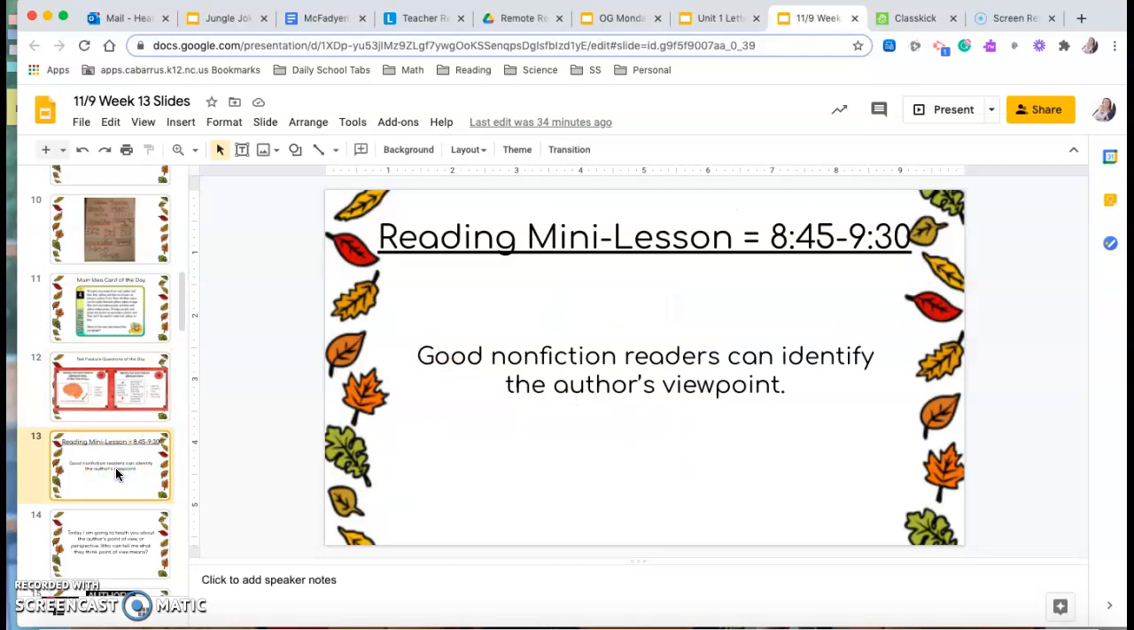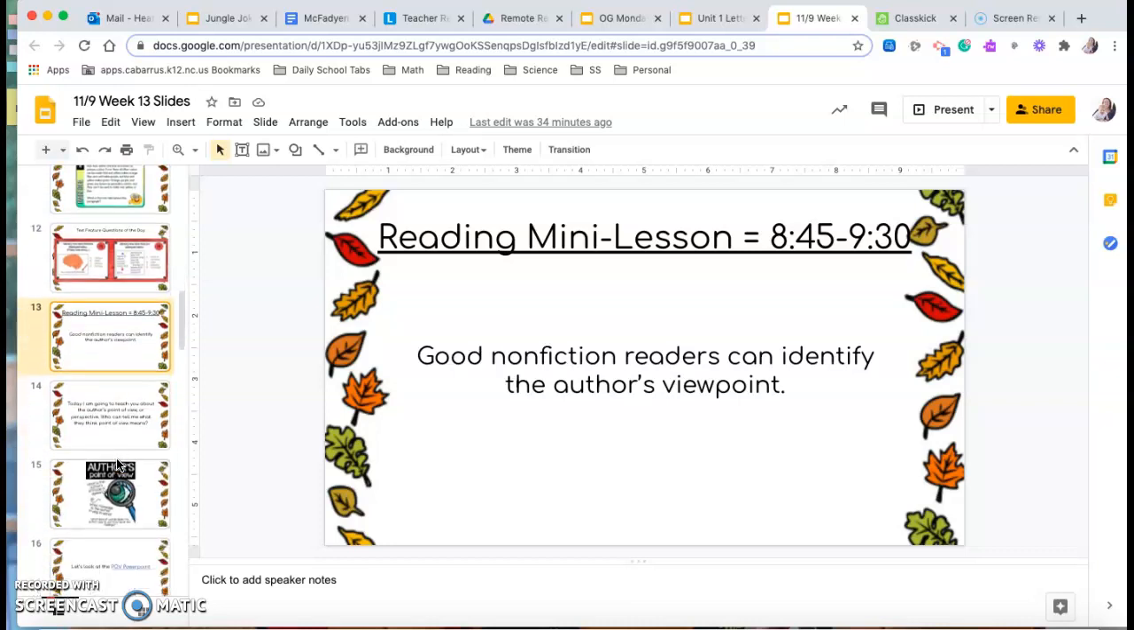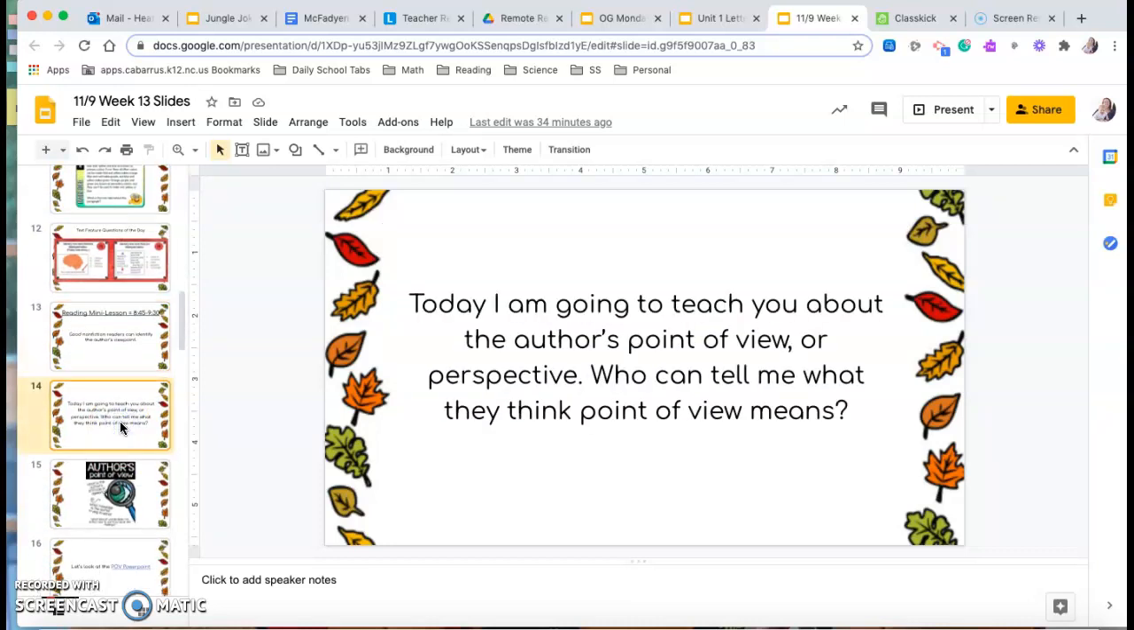All right, the teaching point for today. It says good nonfiction readers can identify the author's viewpoint. So today I'm going to teach you about the author's point of view or perspective. Okay, so those are synonyms to one another. Who can tell me what they think point of view means?